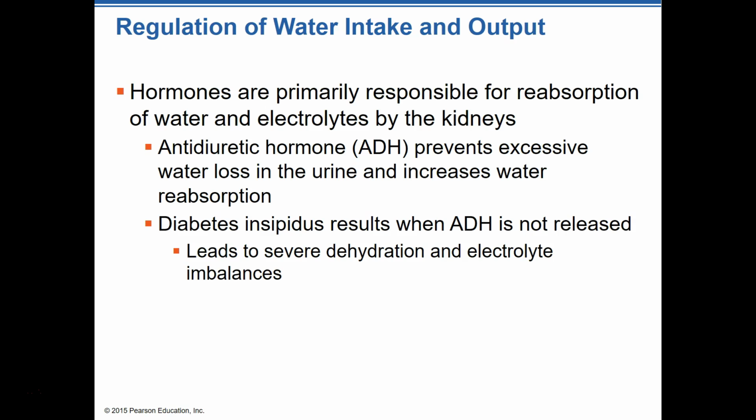There's one hormone in particular, the antidiuretic hormone, that prevents excessive water loss. Antidiuretic, meaning it opposes diuresis. Diuresis is the loss of water. When we call a medication a diuretic, what it means is that pill will cause us to lose water.